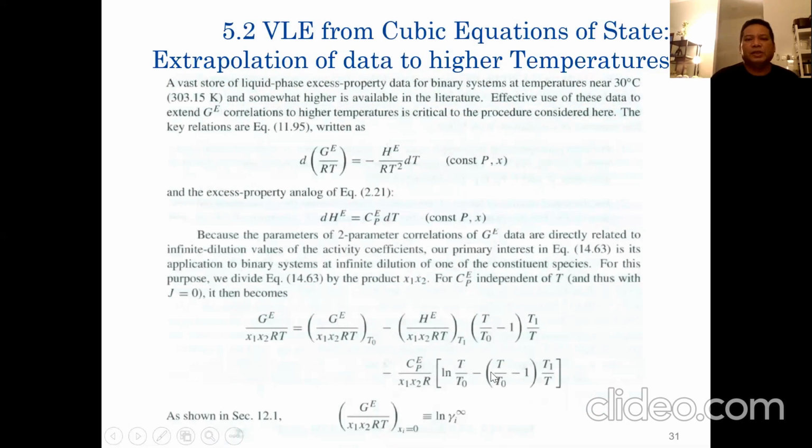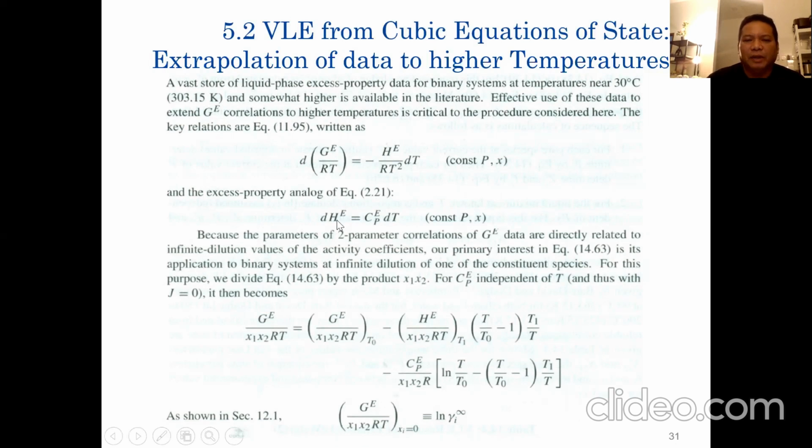Extrapolation of data to higher temperature. Most of the data are taken at a much lower temperature, but if you want to get the data at much higher temperature, you will require a massive experiment. So what we can do is estimate through extrapolation from a graph.